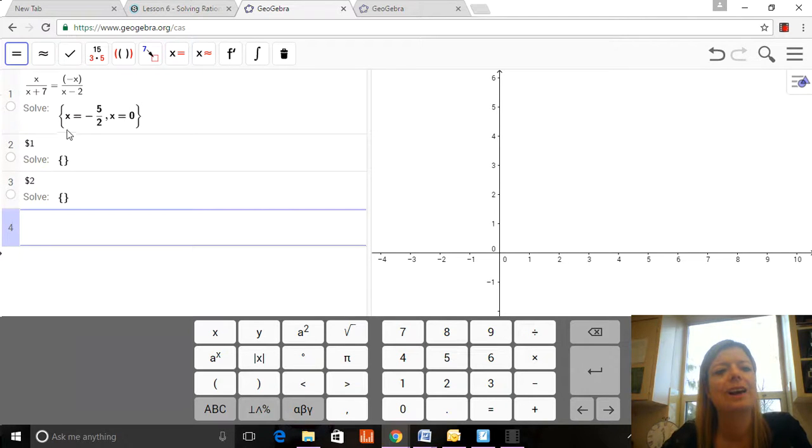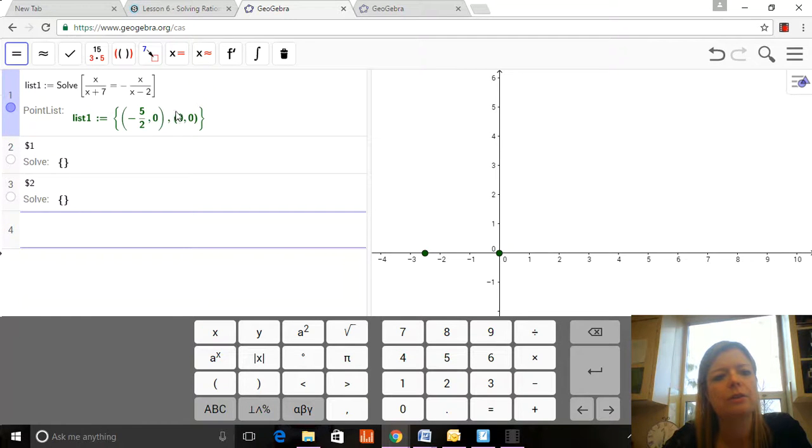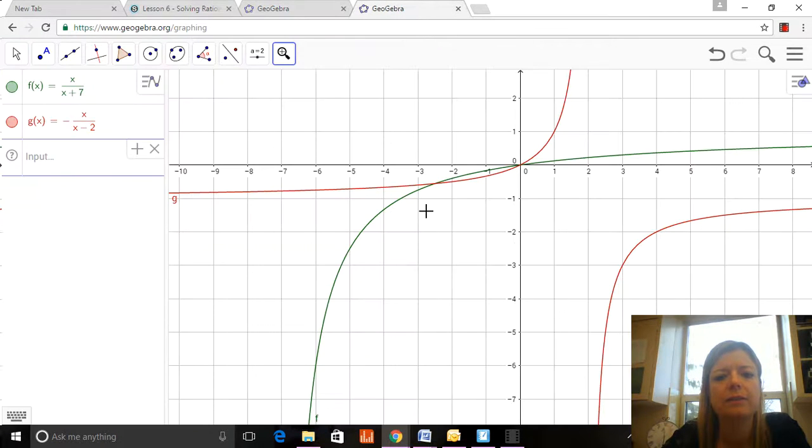There, it solved it. Okay, so notice that x equals negative 5 over 2 and x equals 0 are the solutions to this problem. So those are the two x coordinates there. If we go back to this, that confirms that this is minus 2.5 and this is 0. So our answers then would be the green is less than the red between negative 7 and minus 5 over 2, and between 0 and 2. Okay, so that's how we do it graphically.